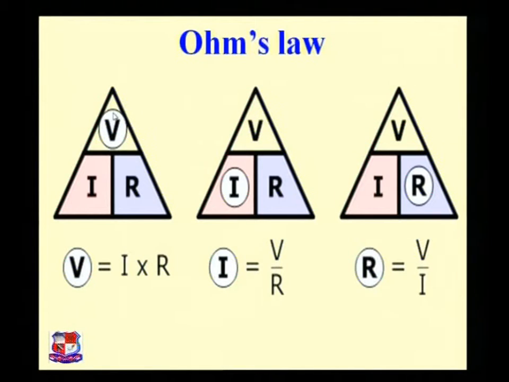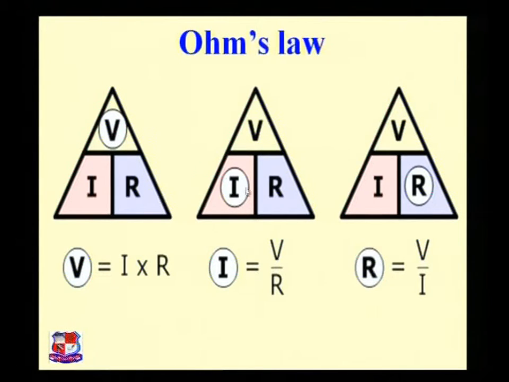So if we want to find out the voltage, then V equal to I into R. In that triangle we can easily see I and R near each other, so they are in multiplication. So if we want to find out voltage, then the equation is V is equal to I R. It's a simple trick to remember the equation.